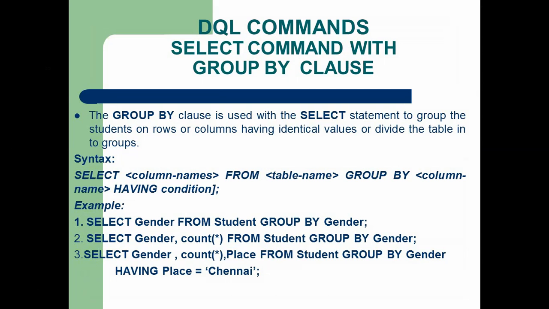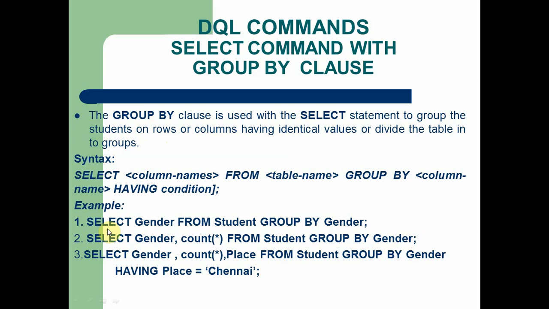Now the next class called group by class. So this is the third class. The first class is where class, the second class is order class. Now we are going to discuss the group class. So group class is used with the select statement to group the student on rows or columns having identical values, or divide the table into groups. So this command is used to group the data of table based upon a single field.